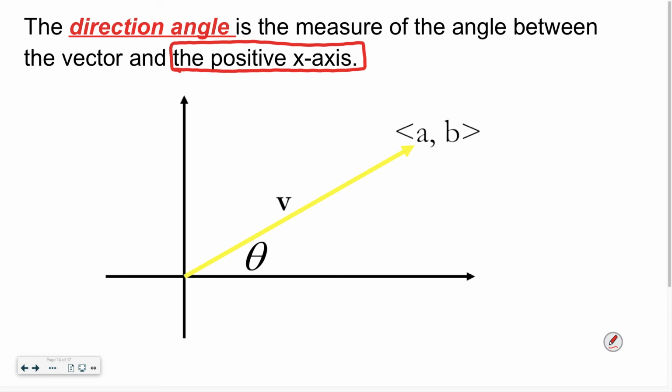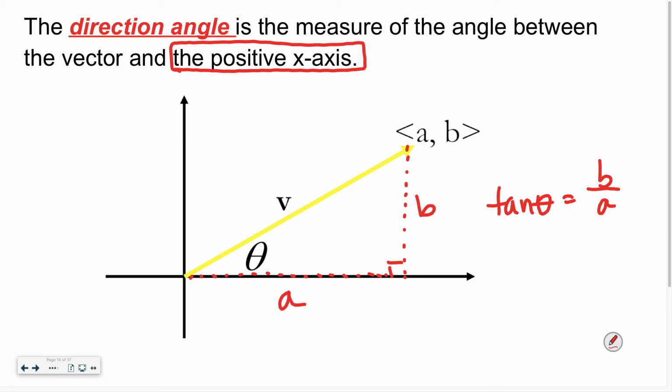How might we figure out what that angle is if we know the horizontal and vertical components? We know A, we know B. How do we figure out direction? Inverse tangent. We know that the horizontal component is A, the vertical component is B, so the tangent of theta would be B over A.